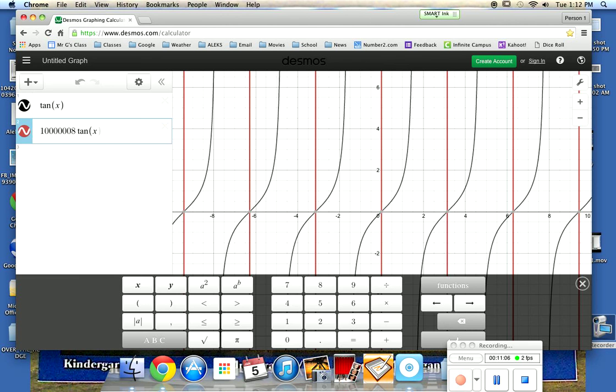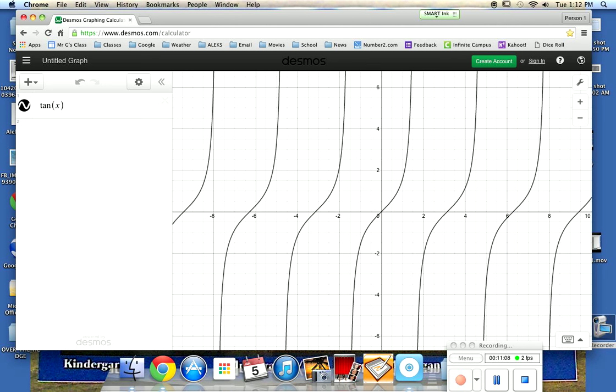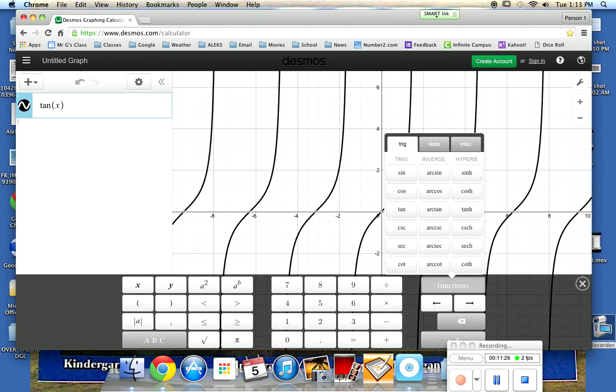Okay, so now we've looked at amplitude and tangent. Amplitude will make it narrower or it'll make it wider. If I put a half in there on my amplitude, it would make it wider. All right? What happens on tangent?